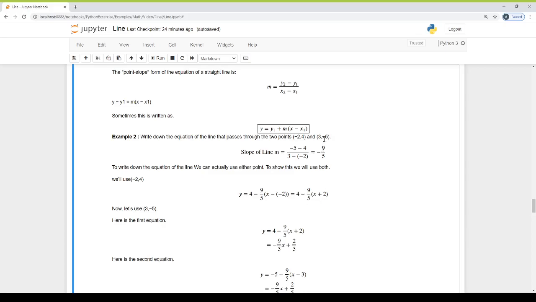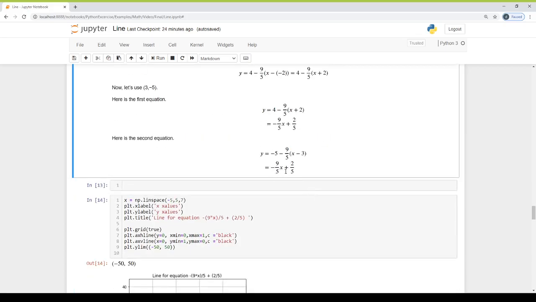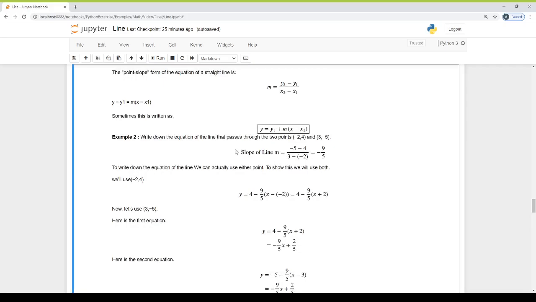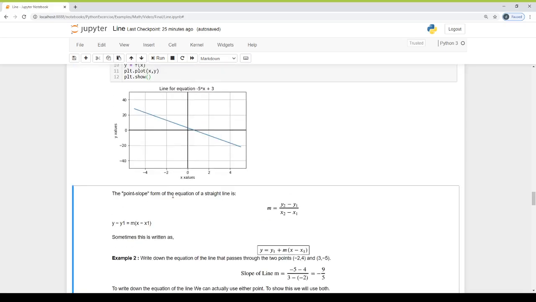And if we take 3, minus 5, that is the value of y1 is equal to minus 5 and the value of x1 is equal to 3, we get minus 9 by 5 x plus 2 by 5. So in the equation minus 9 by 5 x plus 2 by 5, in the second equation we have taken the same value. So point slope form says that if the initial point and slope are given, then we can also calculate the next points, that is y2 and x2.